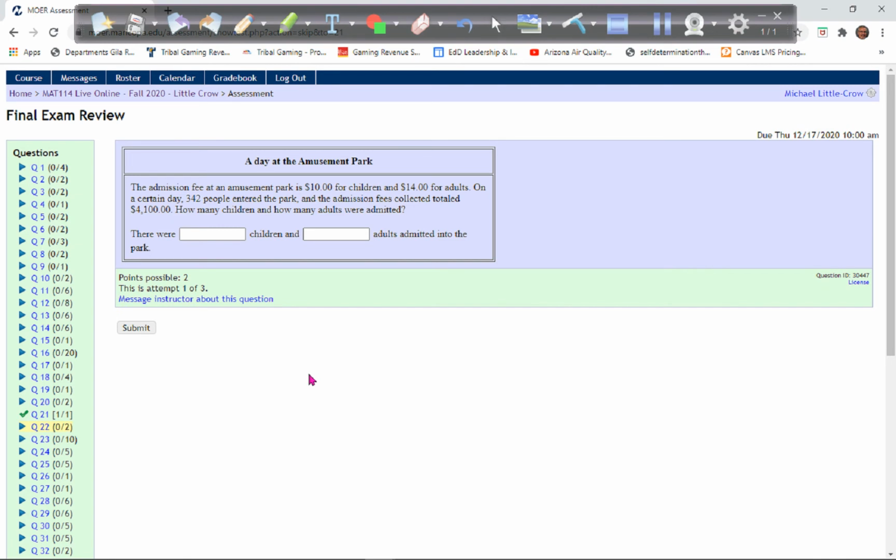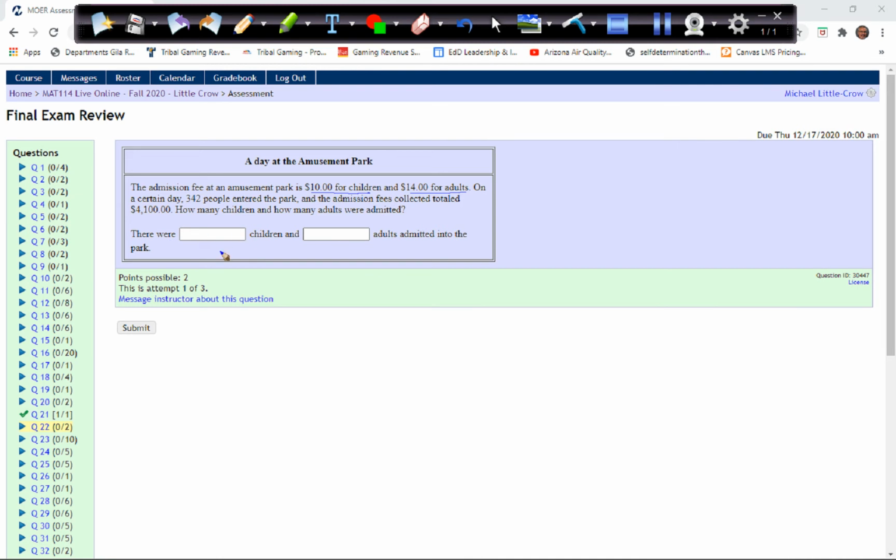Question 22. What do we have going on here? A day at the amusement park. Now what we're going to see is a similar type setup, actually, only we have to be able to make the setup. Okay, so let's get our pencil going. So we've got an admission fee at an amusement park, $10 for children, so that's important, and $14 for adults.